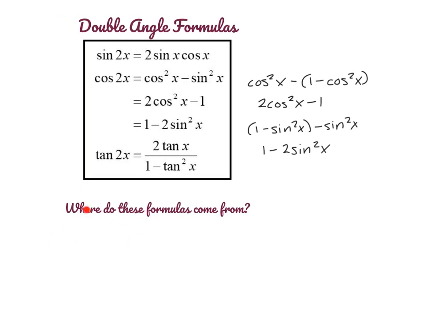I want to talk really quickly about where these formulas come from. These are formulas that you could easily derive if you remember your sum and difference formulas. Because remember, sine of 2x is just sine of x plus x. So it's just a double angle formula. Remember, for the sine, it's sine, cosine, cosine, sine. So we do sine x, cosine x, plus cosine x, sine x. And remember, the signs match for the sine formulas.